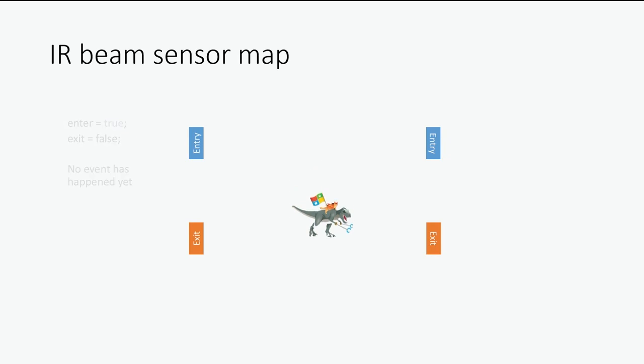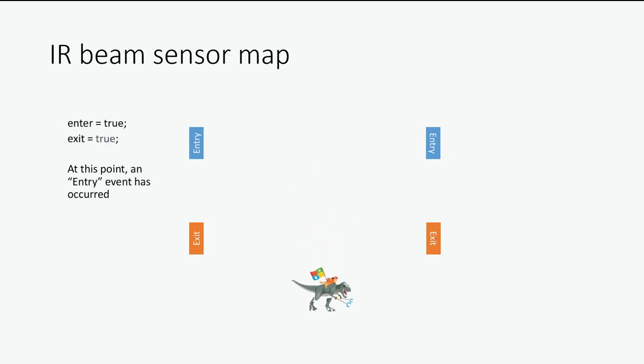As it continues through the door, I can now see both of those Boolean values have been set to true, or in this case, both of the sensors have been broken. I know an entry event has occurred because the entry sensor was fired off first and then the exit sensor. Now, if the reverse were true, if it went through the exit sensor first and then the entry sensor, that's an exit event. Someone's walking out of my store.